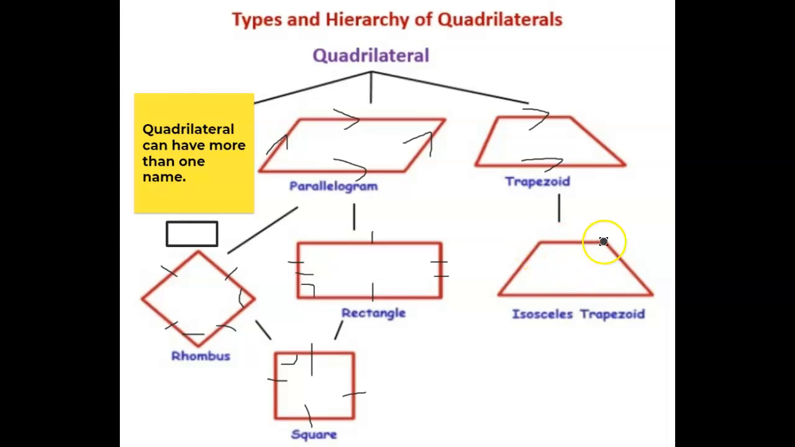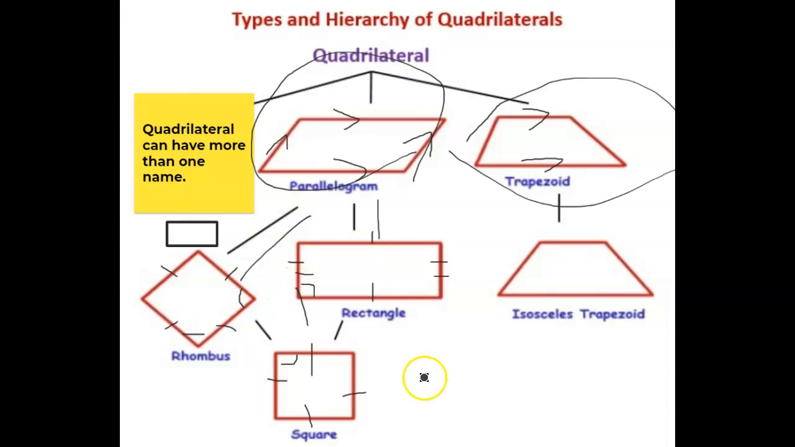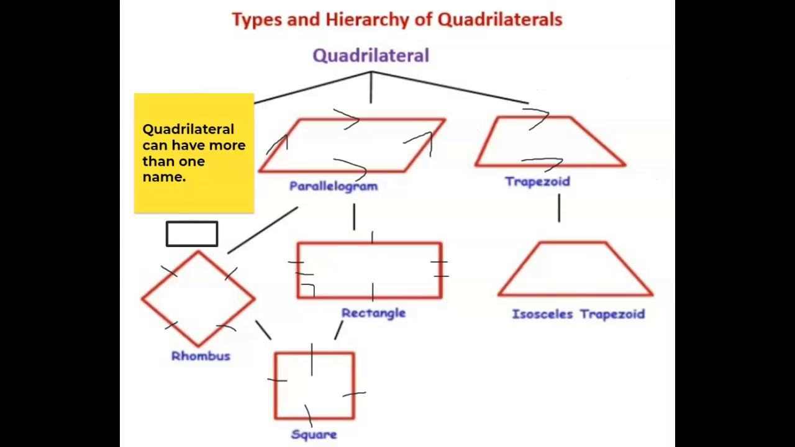It can be an isosceles trapezoid or not, but we're not going to worry about that. We're just going to decide, oh, it's either a trapezoid or it's a parallelogram. If it's a parallelogram, what type of parallelogram is it? Okay, so let me just get rid of some of those markings so that it's not super confusing. And let's see if we can classify some quadrilaterals.